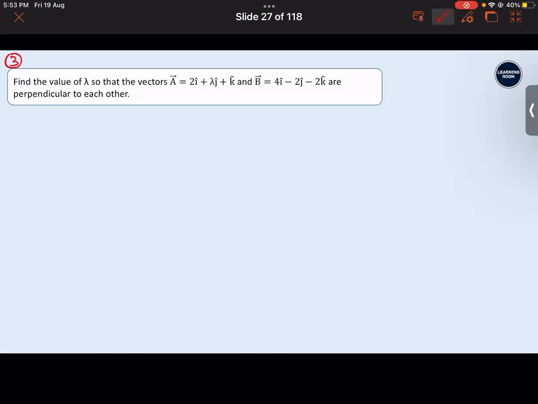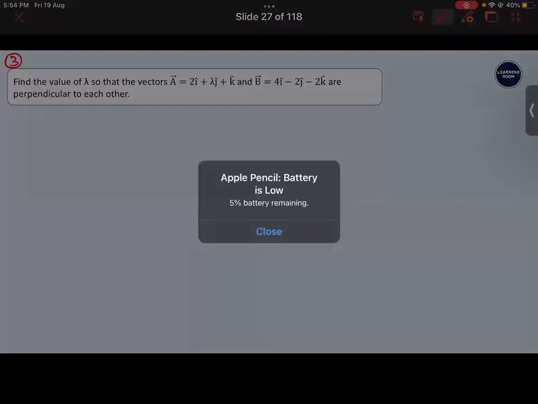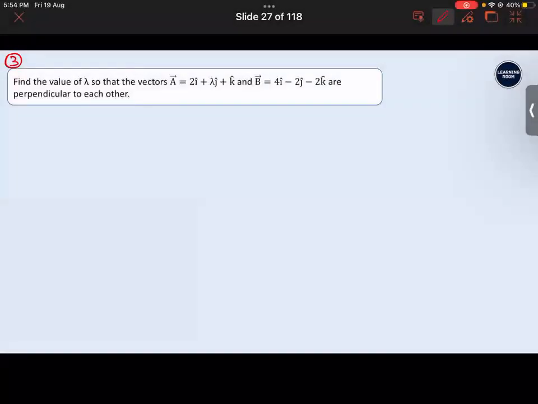I told you, they'll give you an unknown and they'll say they are perpendicular, find that unknown. Same logic. Do it. So A vector is 2i cap plus lambda j cap plus k cap, and B vector is 4i cap minus 2j cap minus 2k cap. So their being perpendicular means A vector dot B vector will be 0.